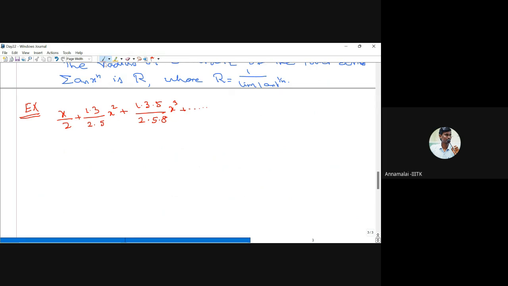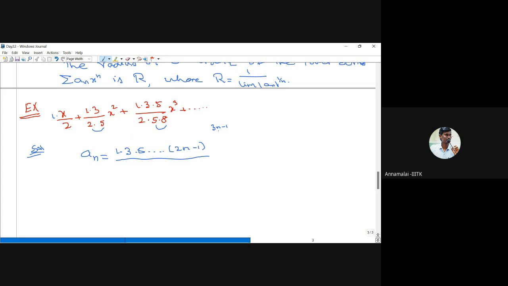First you have to write the nth term of this series. Solution. Now what is an? Actually the first term is 1 into x. The numerator is a product of odd numbers, therefore 1 into 3 into 5 and so on. The nth odd number is 2n minus 1. In the denominator, 2 and then 2 plus 3 is 5, so you are adding 3 each time, so it is of the form 3n minus 1.